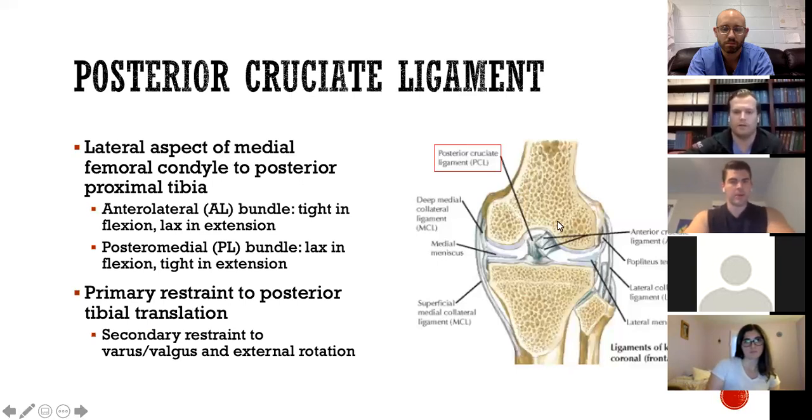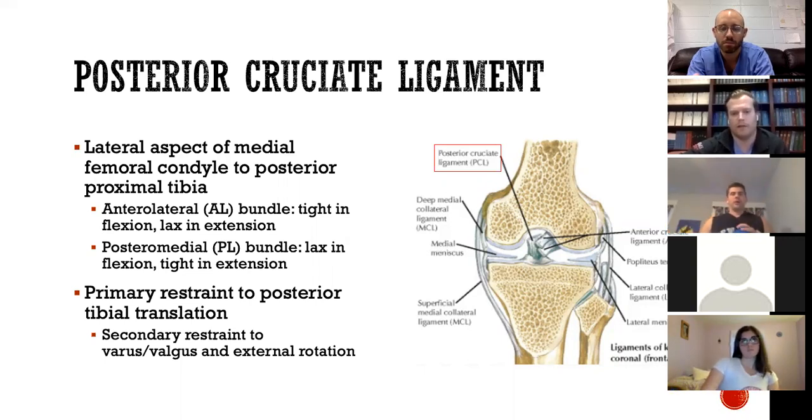Conversely, we have the posterior cruciate ligament, which comes off the lateral aspect of the medial femoral condyle down to the posterior aspect of the tibia. You have to remember that the insertion point is actually behind the tibia, below the articular surface, which becomes particularly important when you're trying to find the footprint in a PCL reconstruction.